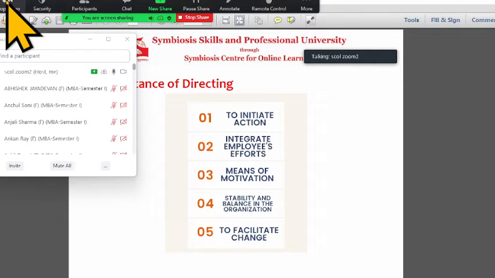A means of motivation. The third important point is a means of motivation, and we all know it is the manager whose job is to see to it that the organization goals are achieved, or the project goals, or as I said, it can be a small assignment. And how are they going to do it? Through motivation. It can be both financial motivation and non-financial motivation. Financial, we all know. It will include incentives, perks, rewards, probably cash rewards.